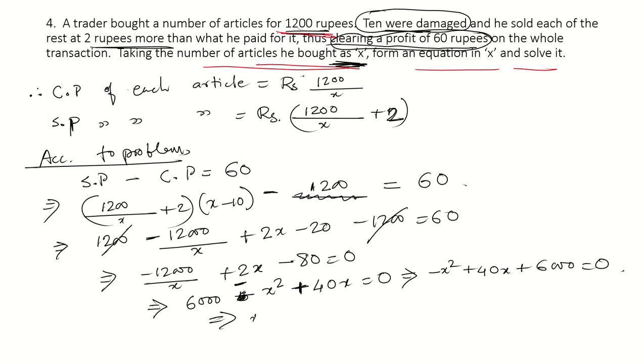So if we solve this equation by factorization, the same thing, it's plus and here it's minus, plus times minus is minus, so 6000, we need to find the LCM of 6000.